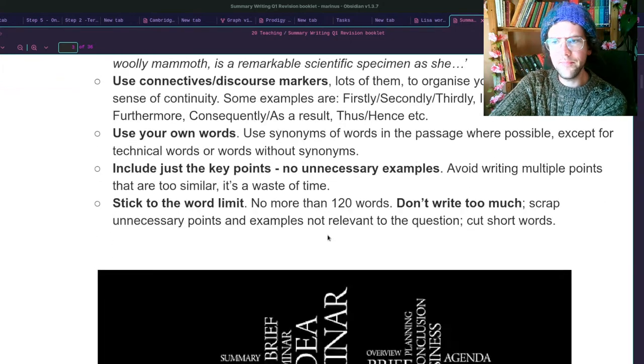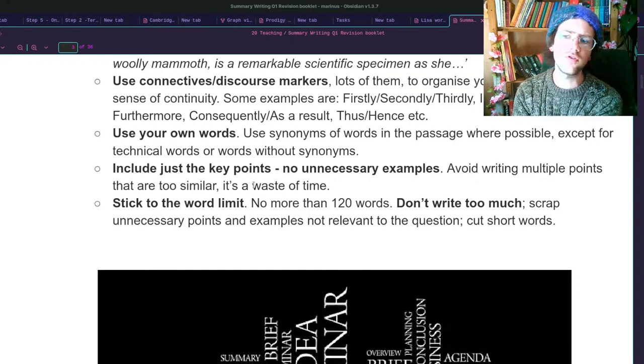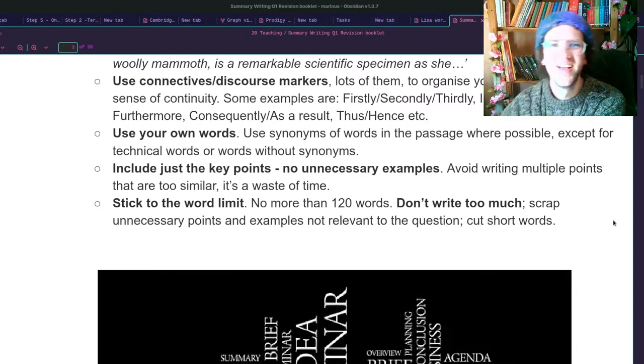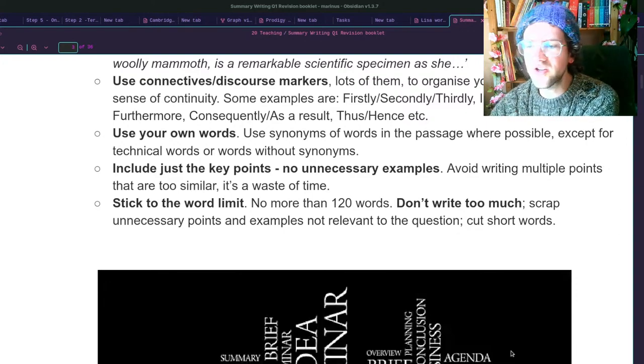And then lastly, stick to the word limit. The word limit is always 120. Do not write too much. If you feel like you have written too much, just cross out the unnecessary points and cut your short words. If a word isn't adding to the passage, then just drop it, except, obviously, articles. So you're just going to drop things.